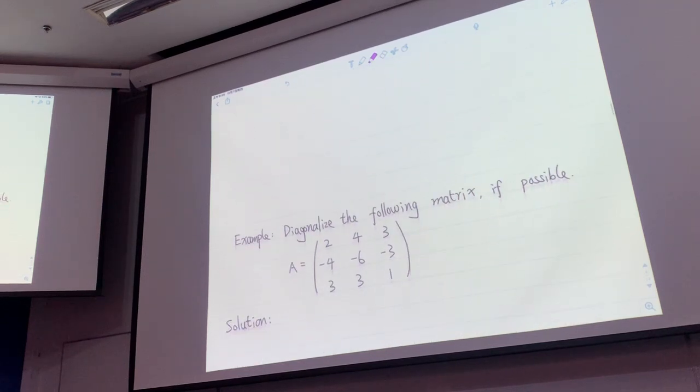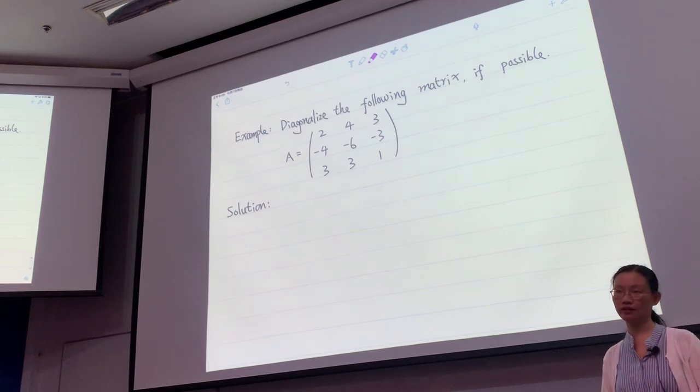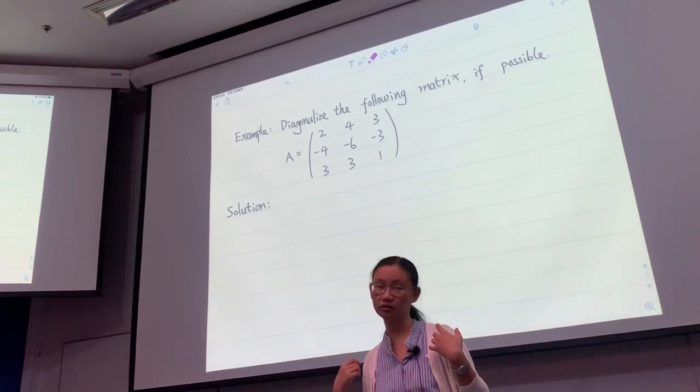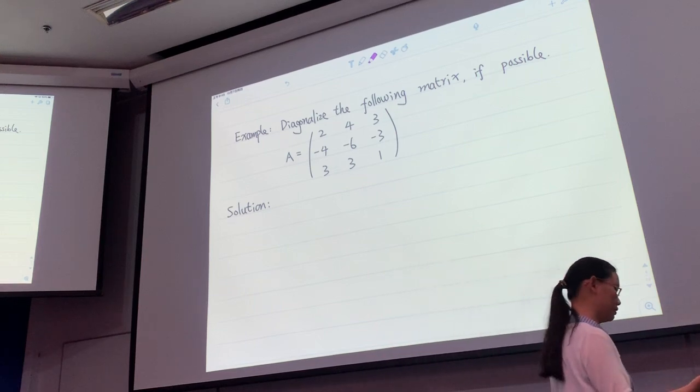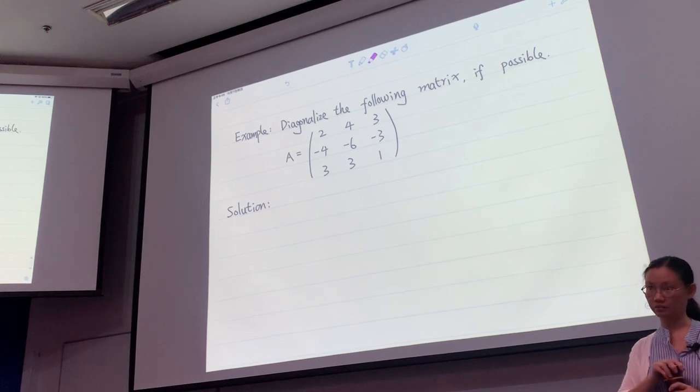Okay. So now, could you go ahead and solve this problem? For this type of problem, it says diagonalize the following matrix if possible. In other words, if you cannot find 3 linearly independent eigenvectors, then it's not diagonalizable. So you need to keep it in mind. It's not always diagonalizable. So if you find it's not diagonalizable, this is also a possibility.